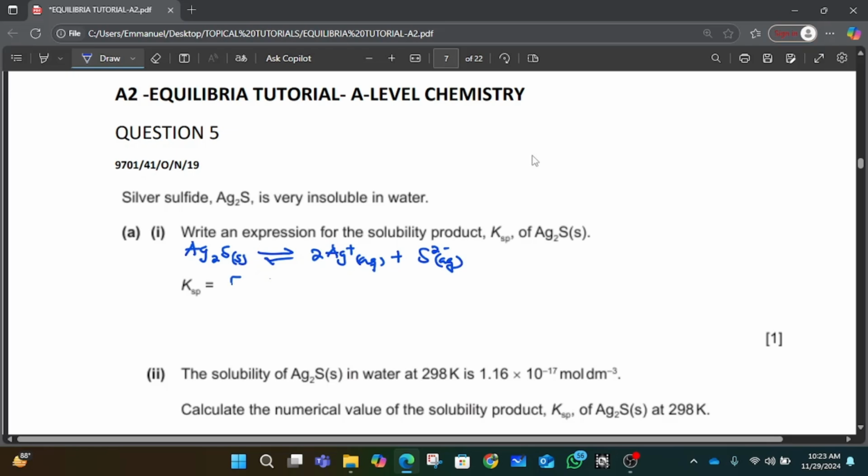So Ksp is equal to the concentration of Ag plus squared, as the stoichiometric amount of the Ag plus is 2, times the concentration of S2 minus. The stoichiometric amount of the S2 minus is 1. So we leave this equation as this.